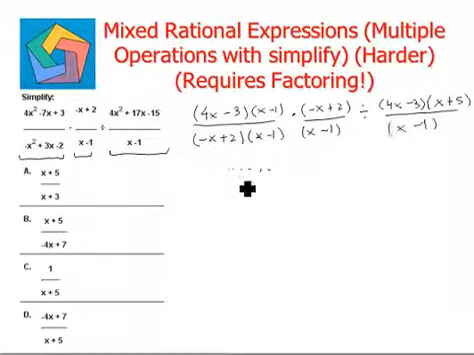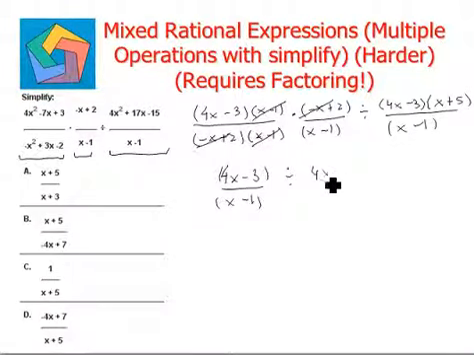So let's see in the first two terms if we can cross cancel something. So I see negative x plus 2 going off with the negative x plus 2, x minus 1 going off with the x minus 1. So we are finally left with 4x minus 3 divided by x minus 1 divided by 4x minus 3 times x plus 5 divided by x minus 1.